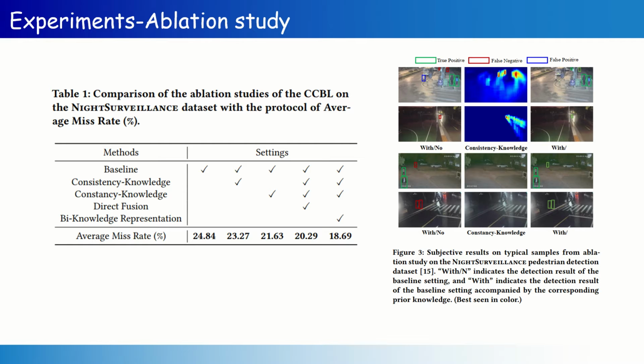Similarly, the 1.6% improvement of CCVL over the direct fusion demonstrates the effectiveness of the proposed bi-knowledge representation module. The main reason is that the direct connection strategy treats the two modules equally and does not comprehensively analyze and mine the optimal combination. However, the bi-knowledge representation module has done sufficient analysis and interactive learning from the consistency knowledge and constancy knowledge modules. Moreover, it makes an adaptive combination optimization of both modules at the feature level.